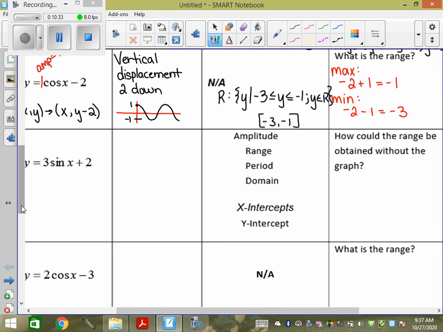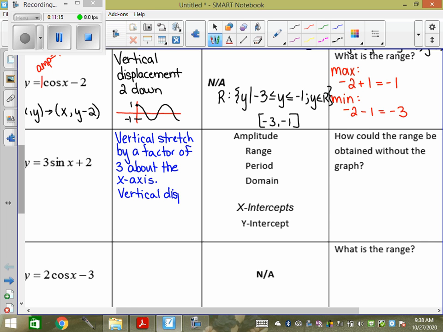What happens in this one? Is that 3 in front, correct? Which is a what? Vertical stretch by a factor of 3. Still doesn't flip, right? All the y's never change. As long as you have a new y equals. About the x-axis. And I have a vertical displacement 2 up.